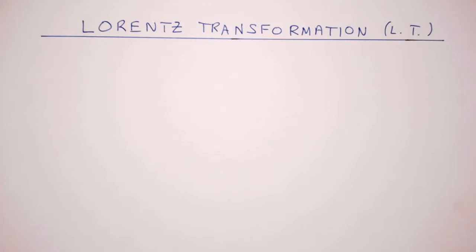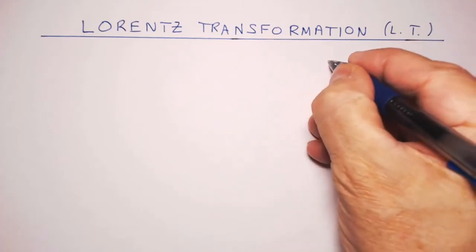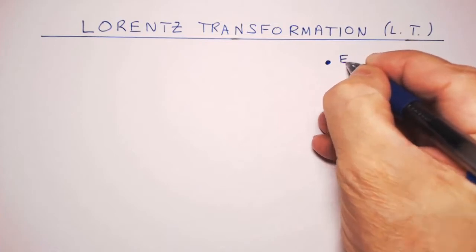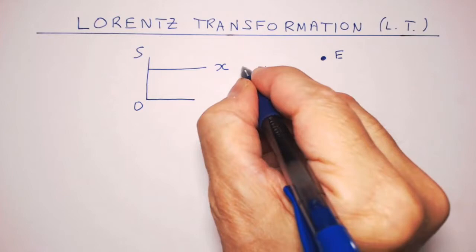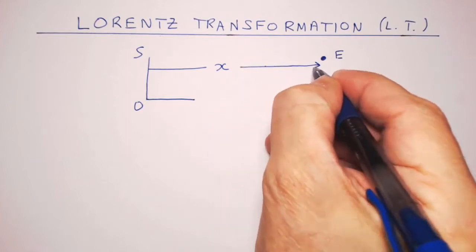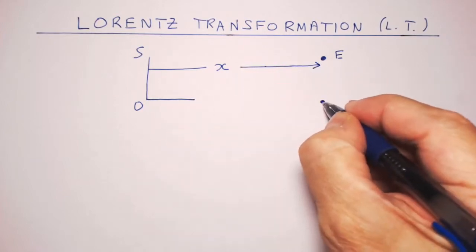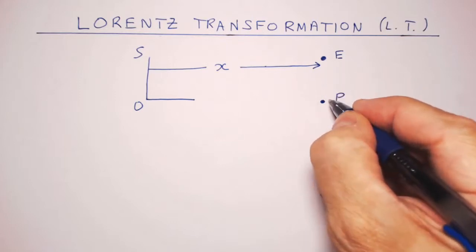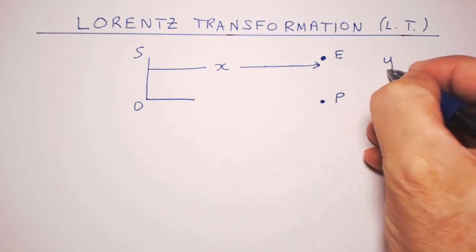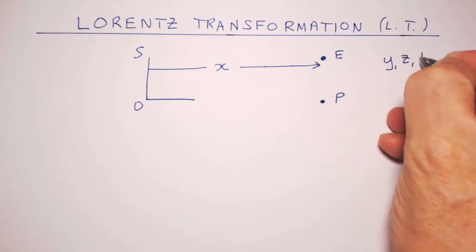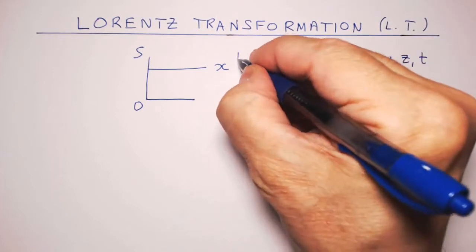The Lorentz transformation, abbreviated as LT, expresses the coordinates of one frame in terms of the coordinates of another frame. Consider an event E. In frame S with origin O, it has an x-coordinate corresponding to this displacement from the y-axis, which is the same as the displacement from O to this point P, which is the projection of E onto the x-axis. It also has space coordinates y and z, and time coordinate t.